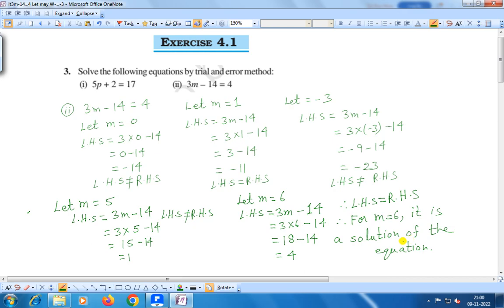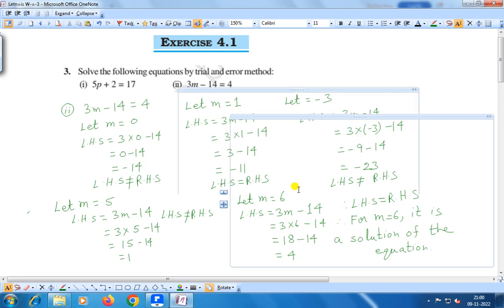Right? Dear friends, here you see we have used the trial and error method and found that for m equal to 6 it is a solution of the equation, because if you put the value of m as 6, then the left hand side is equal to right hand side. Therefore we can say that for m equal to 6 it is a solution of the equation.